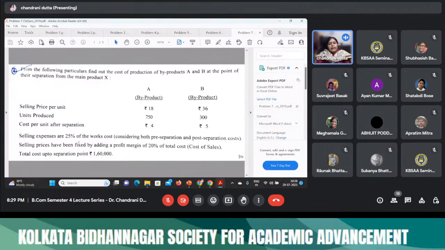Okay. So here works cost is 100. So if you take works cost as 100, then selling expense is 25% of 100.